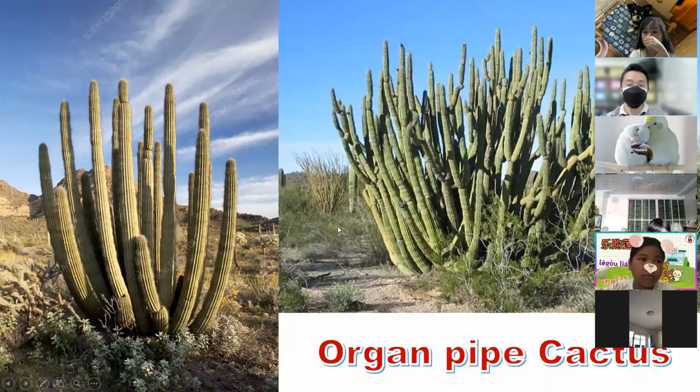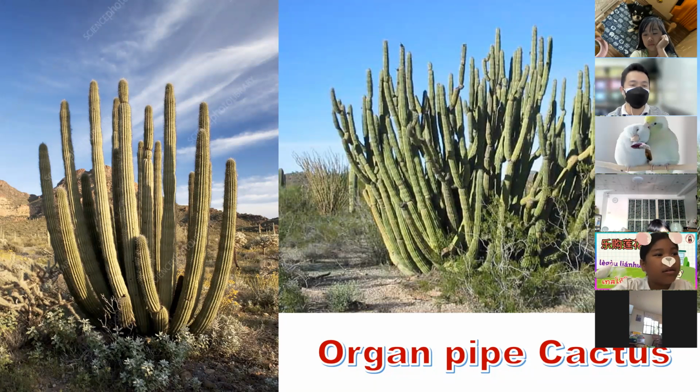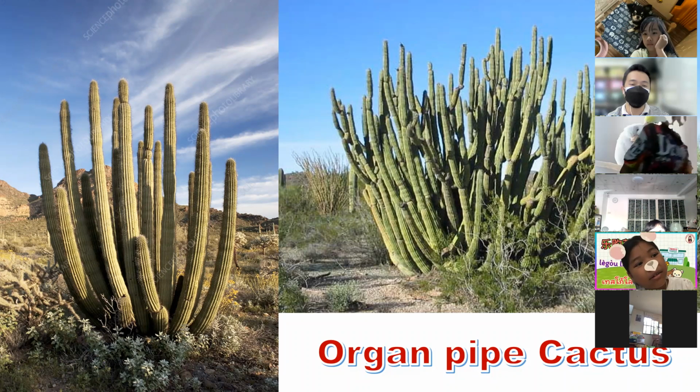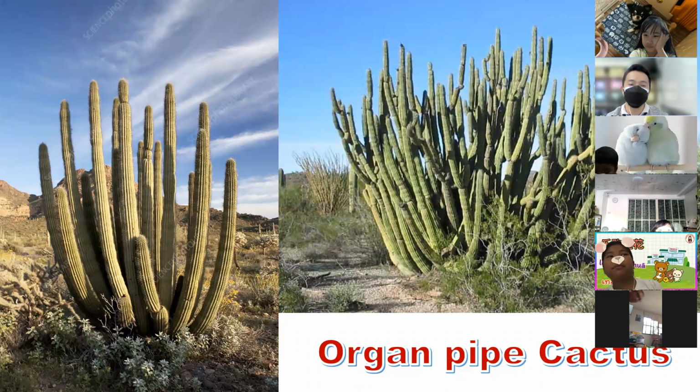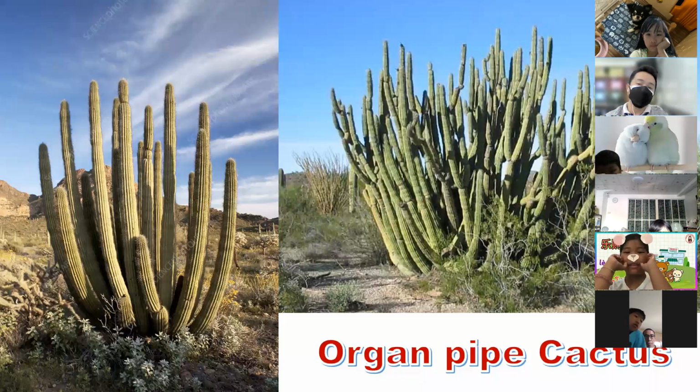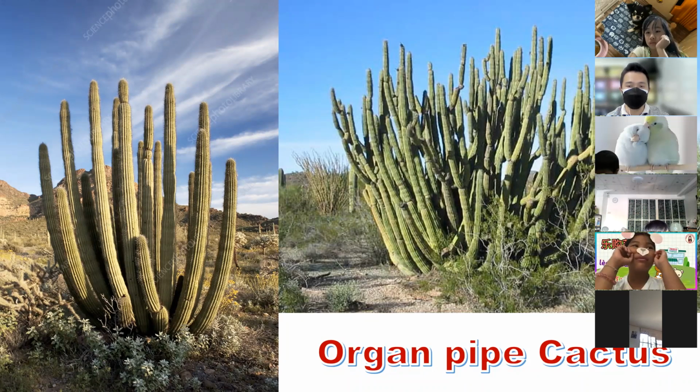Next we have the organ pipe cactus. Yeah, cactus. The cactus plants usually grow in the desert. They can survive even when there is no water. If there's no water, they can survive, for they are actually desert-growing plants. So look at this one. The organ pipe cactus is one of the examples of plants that grow in a desert.